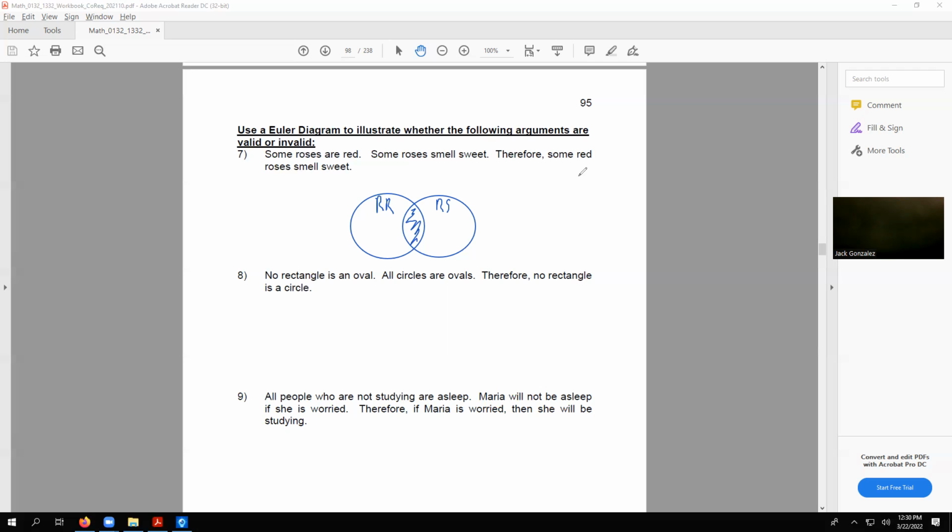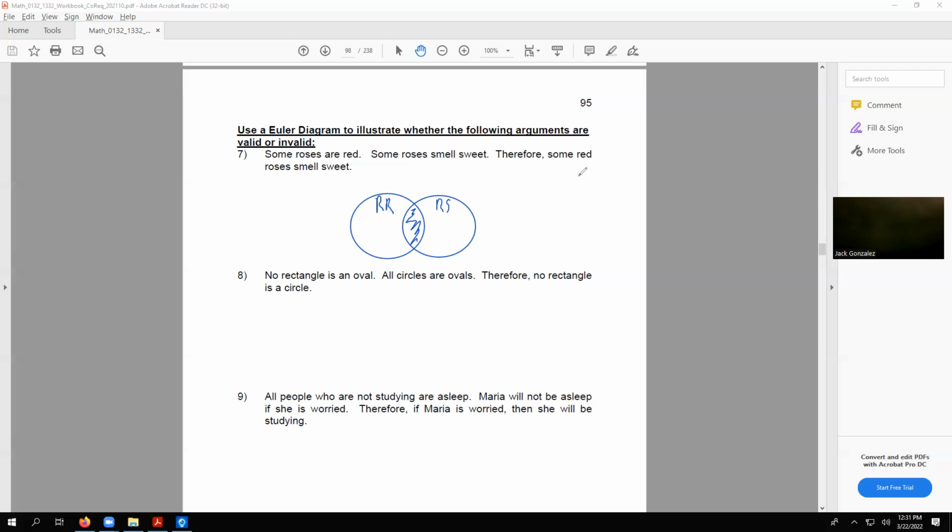Yeah, this one, it could be. Like if they would have said all roses smell sweet and some are red, then I would say for sure this is valid. But right now it looks like it could go either way. Like absolutes help kind of narrow it down.